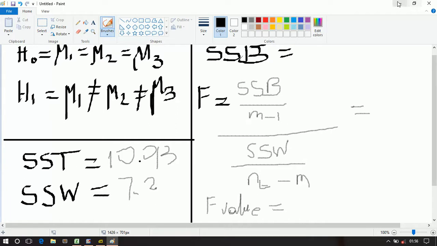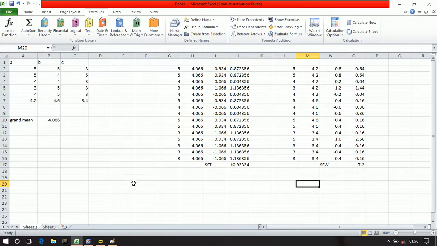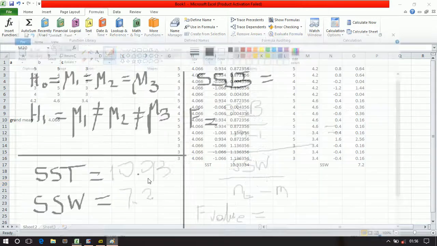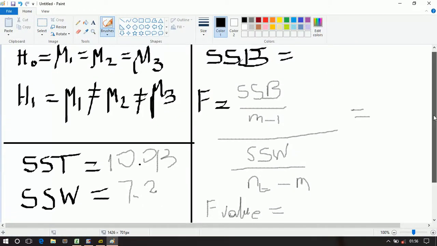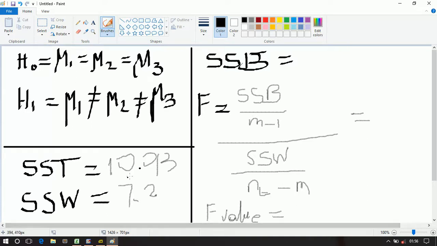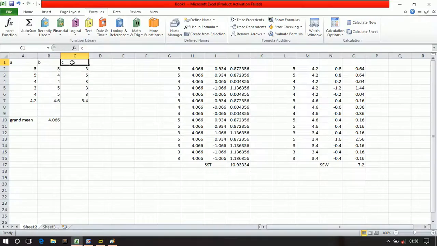Now for sum of squares between, all you have to do is subtract: sum of squares total minus sum of squares within. So if I just calculate the difference between these two, I will get 3.73.